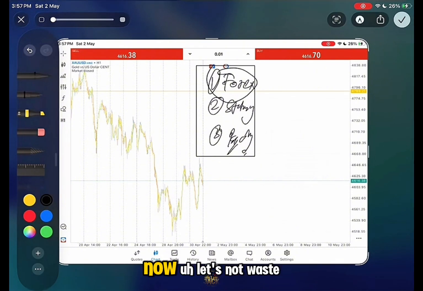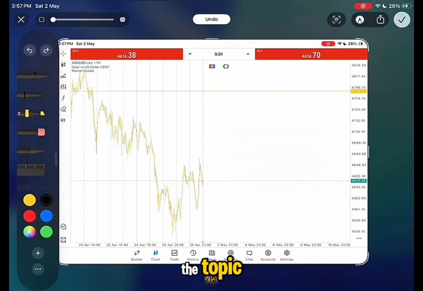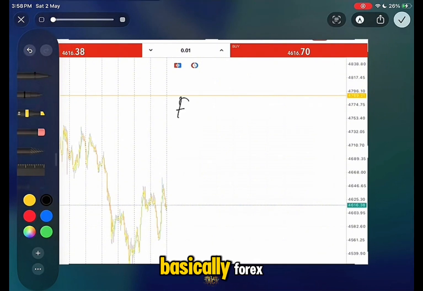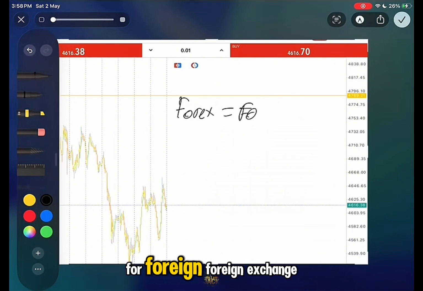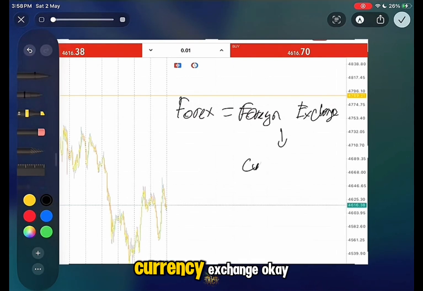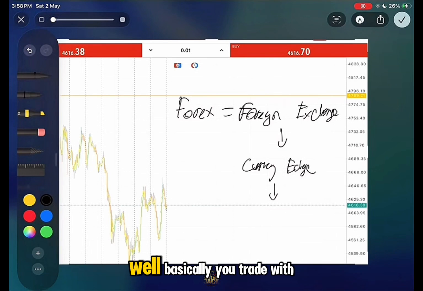Now let's not waste time. Let's get right back into the topic. Let me explain to you guys what is Forex. Basically, the word Forex stands for foreign exchange. What is foreign exchange? Currency exchange. What does currency exchange mean? Well, basically, you trade with currency.